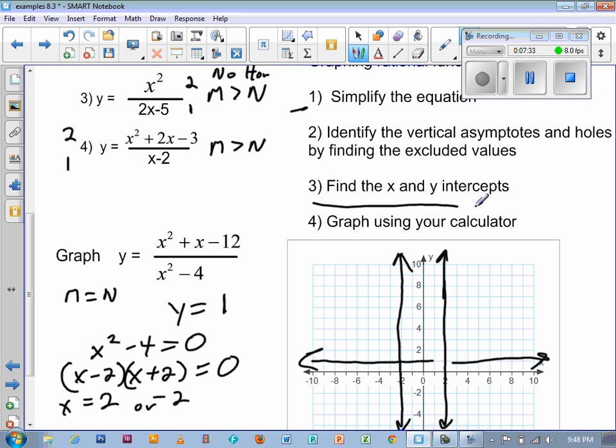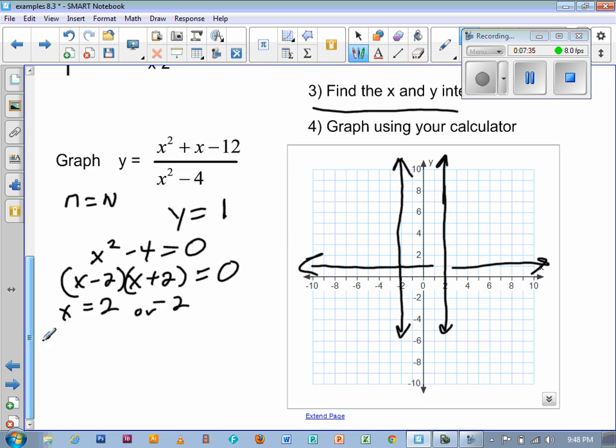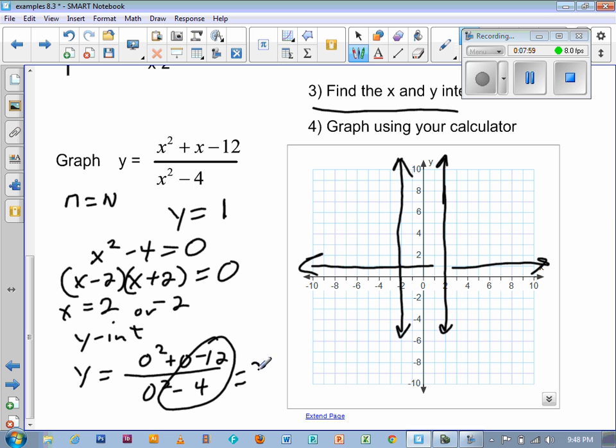The easiest one to find of those two would be the y-intercept. So let's label that y-intercept. And we know that the y-intercept exists when x is 0. So y is equal to 0 squared plus 0 minus 12 all over 0 squared minus 4. Conveniently, all these terms disappear, and you're really only left with this. So the y-intercept is 3, or (0, 3) if you prefer. So that's the y-intercept of one of our branches of our graph.